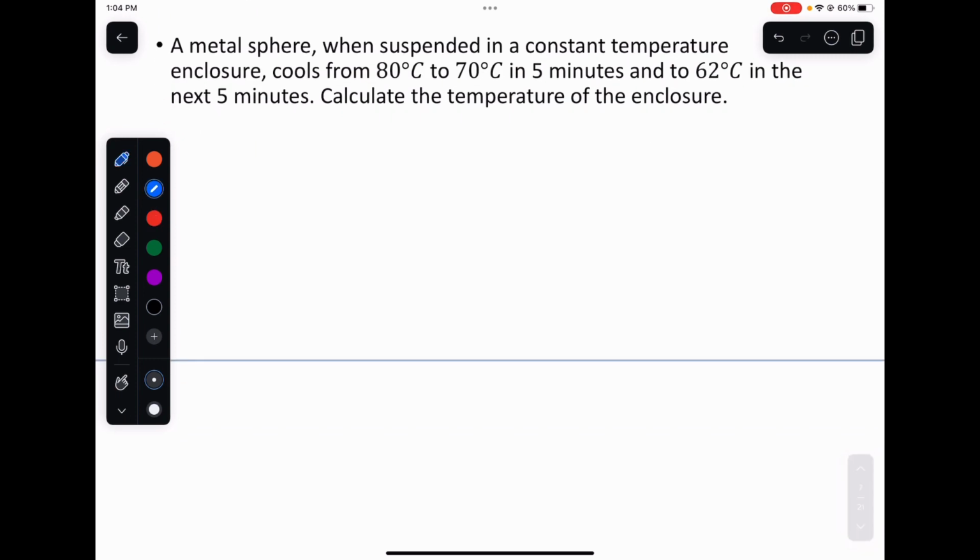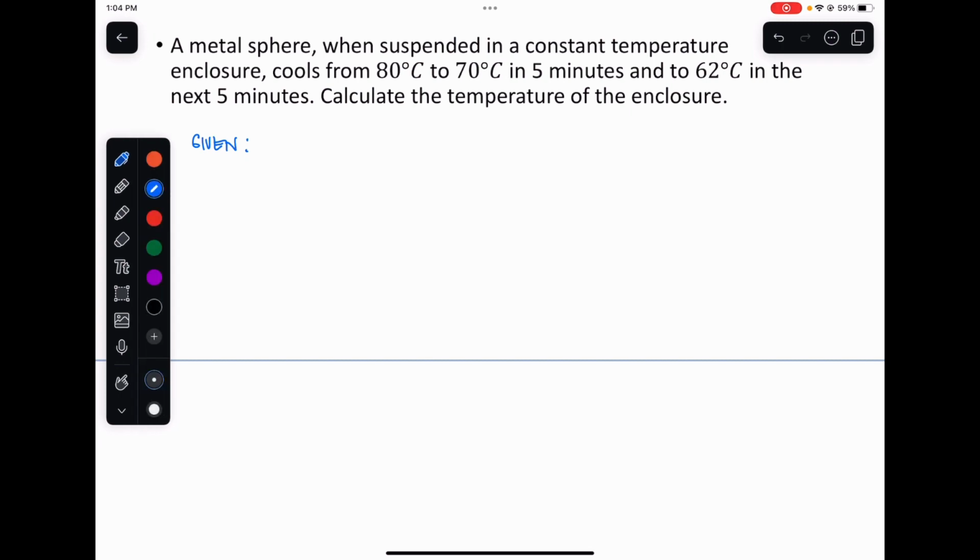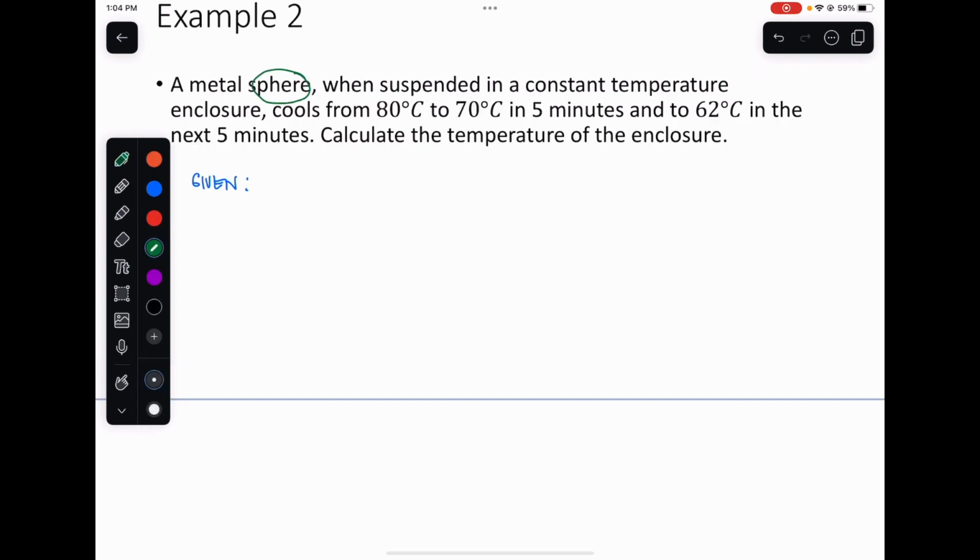For the second example, a metal sphere, when suspended in a constant temperature enclosure, cools from 80 degrees Celsius to 70 degrees Celsius in 5 minutes, and to 62 degrees Celsius in the next 5 minutes. Calculate the temperature of the enclosure. The sphere is considered to be the body, and it is suspended in a constant temperature enclosure. The enclosure corresponds to the medium.